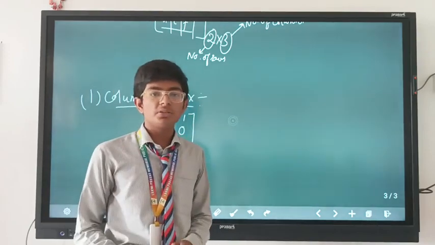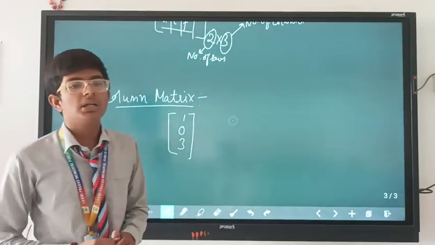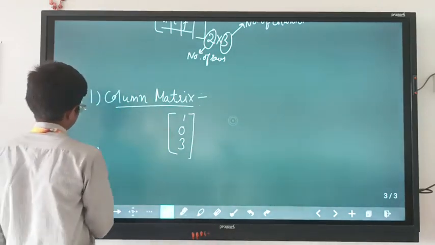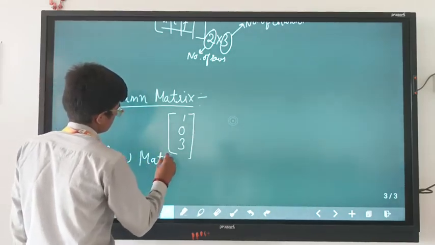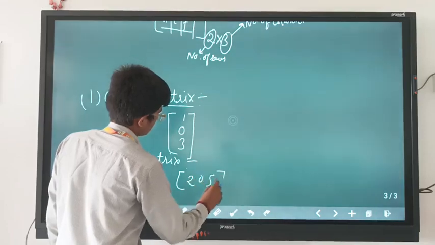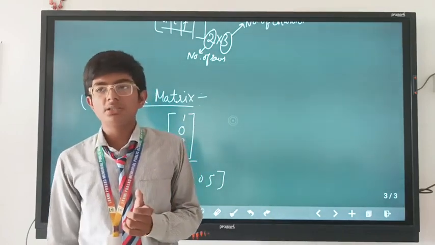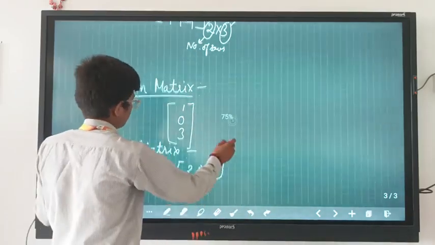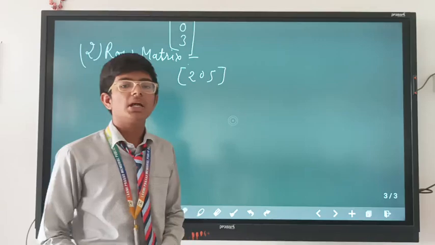Similarly, there is the row matrix, which has only one row containing all its entries, and here is its example. So these are two types of matrices, and many more are also there. The third one is our diagonal matrix.